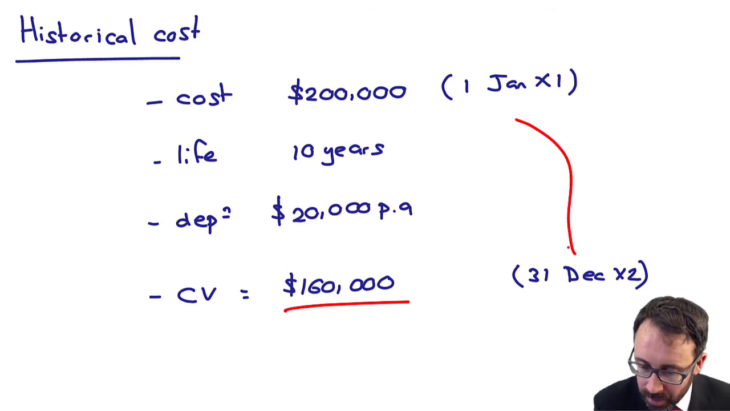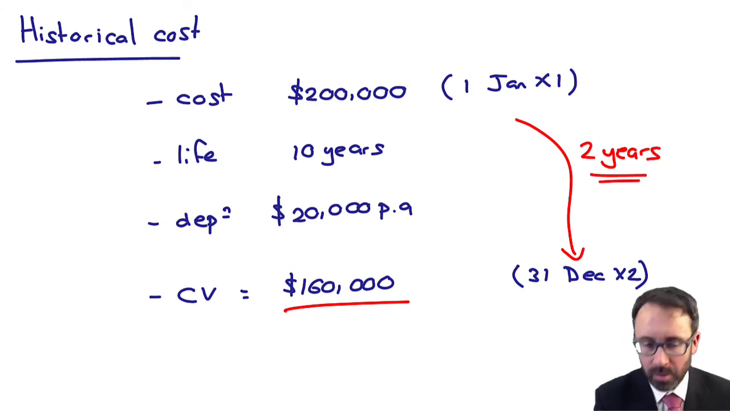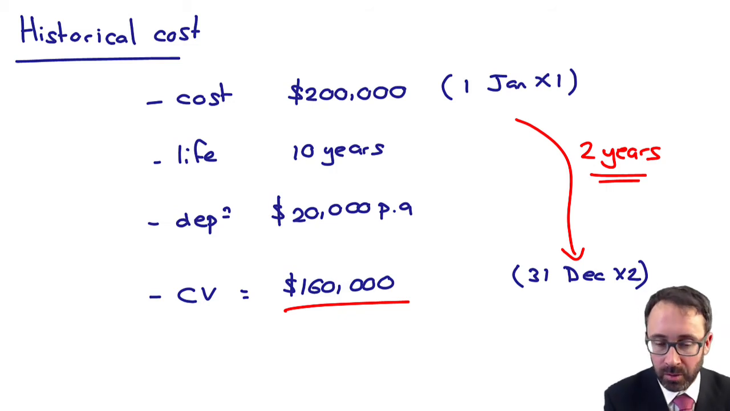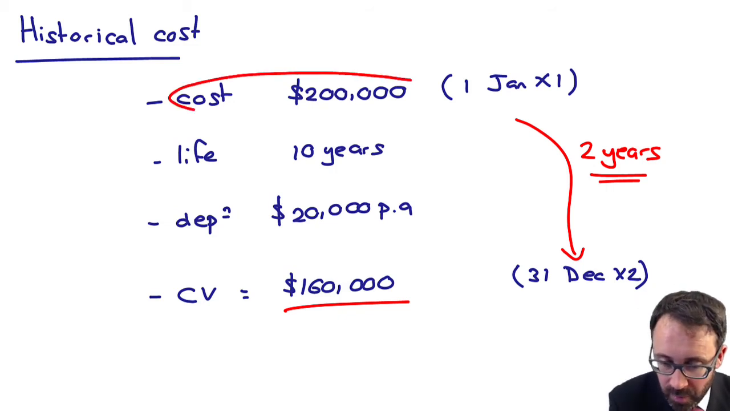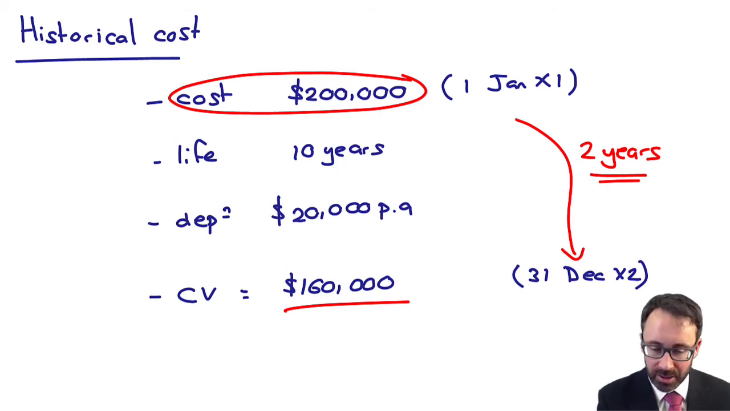Thereafter, that is 2 years, all of X1, all of X2. And that's how you measure that asset based upon an historical cost. You go through that and look at the price that you paid initially to enter into that transaction.